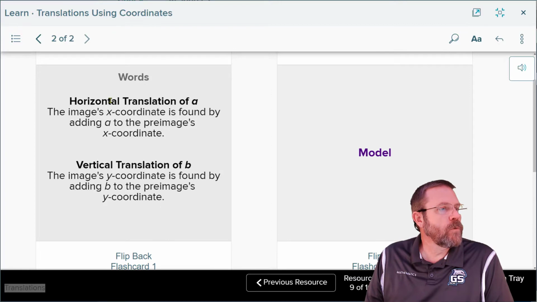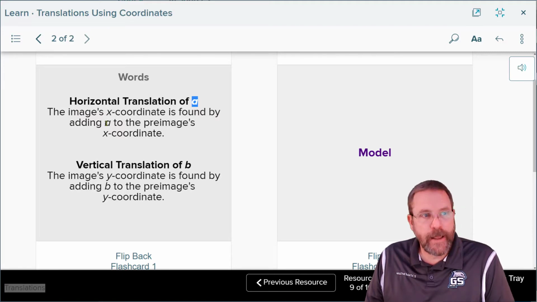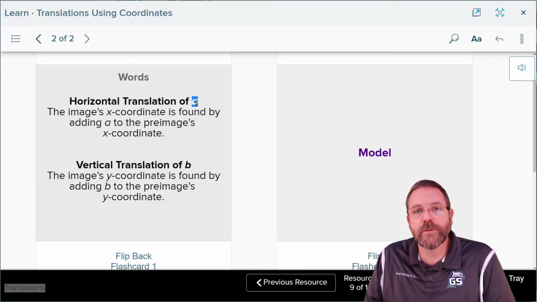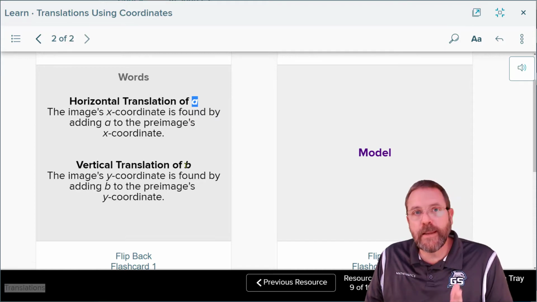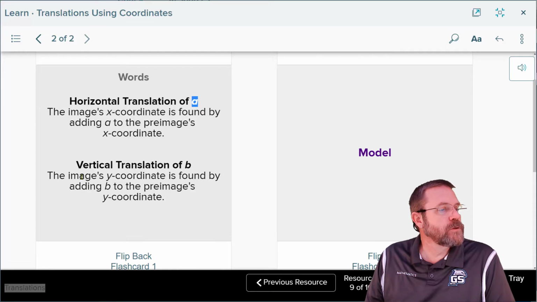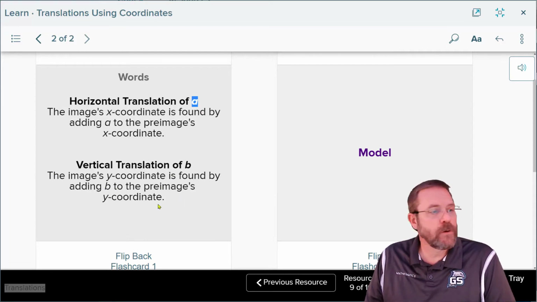So we can take a look at, in words, a horizontal translation of A, meaning point A. The image's x-coordinate is found by adding A spaces to the pre-image's x-coordinate. So it's not point A, it's how many points you move it one way or the other. And a vertical translation of B, with B being how many spaces you're moving it up or down, says the image's y-coordinate is found by adding B to the pre-image's y-coordinate.